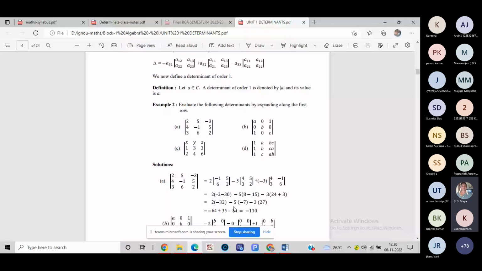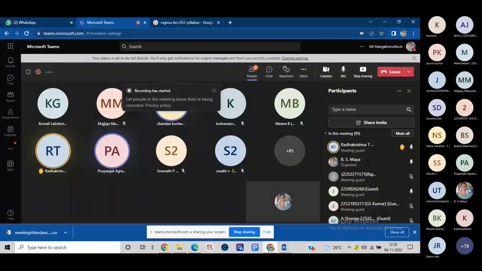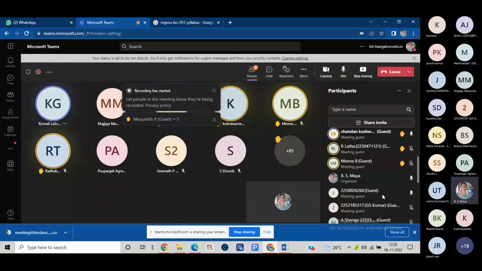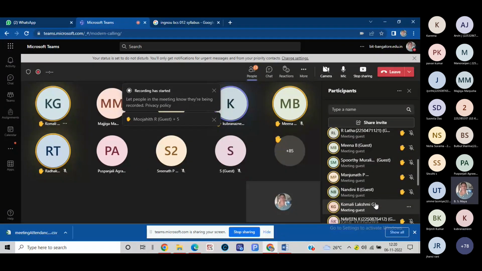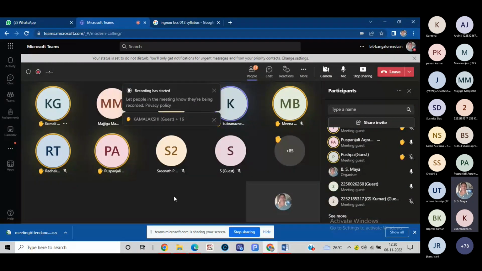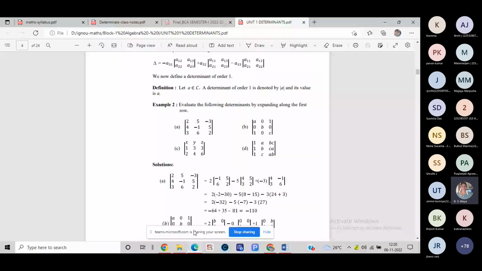How many are getting it? Can you raise your hands? Yes, ma'am, sir. Radha Krishna, Moses. Okay, thank you. You are doing the mathematics right instead of just sitting. Can we go for the next question? Yes, ma'am. Can you go for B?